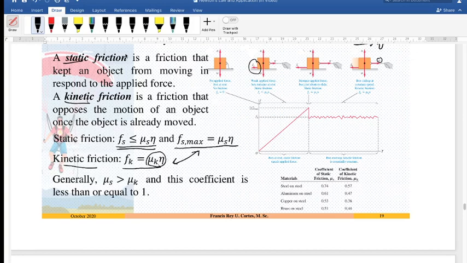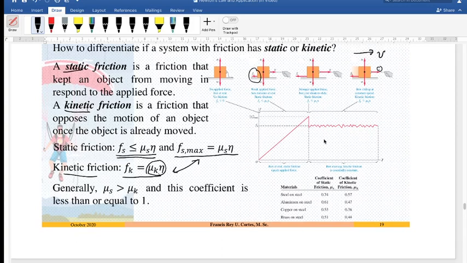Okay? So in our graph here, this is a very important interpretation of the motion. At first, there is no applied force, the object is at rest. So there is no tension, therefore no friction. Now when you try to pull the object using the spring here, the tension increases, and then the static friction also increases. They will increase as you keep pulling until the object is about to move. So here, this is the maximum static friction.